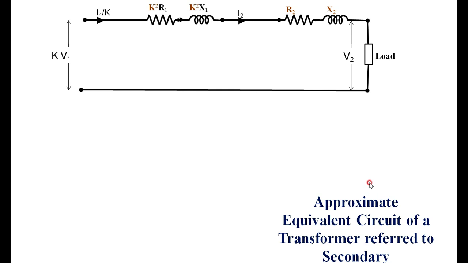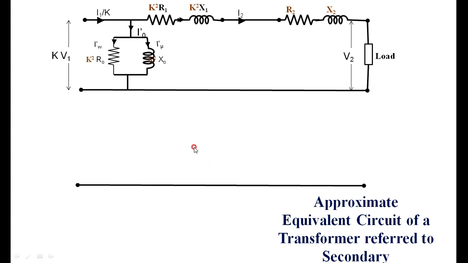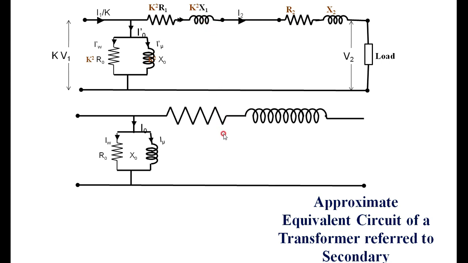Now we have to draw the equivalent circuit diagram. Once again, I am taking the diagram with K square times R0, K square times X0, and I1 by K, K square R1, K square X1, R2, X2 and V2 here. Therefore, what I am getting here is, once again, you can add these two resistances and two reactances and replace them by a single resistance, a single reactance, and the load.